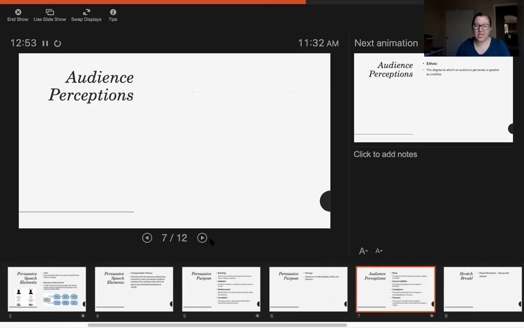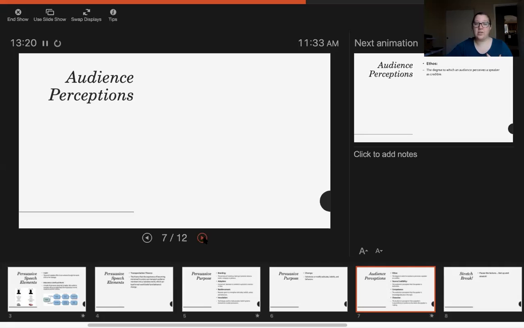Audience perceptions. That's really going to influence how effective your persuasive speaking is. The way the audience sees you or gives credibility to you can really determine if they are going to believe you, make that change, adopt that thing that you want them to adopt.